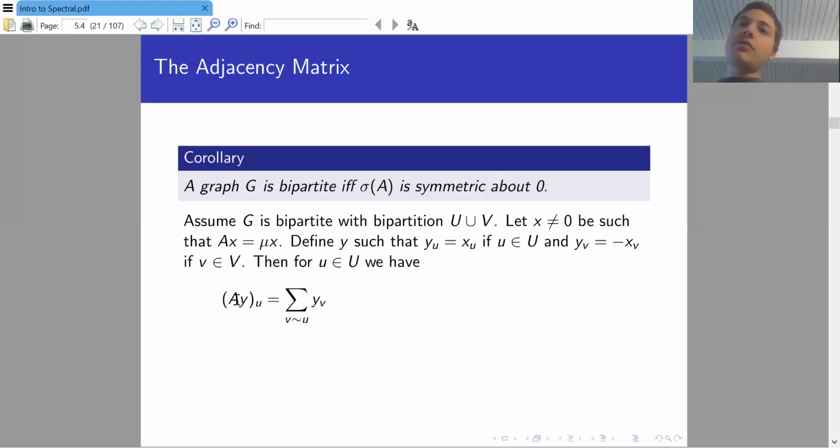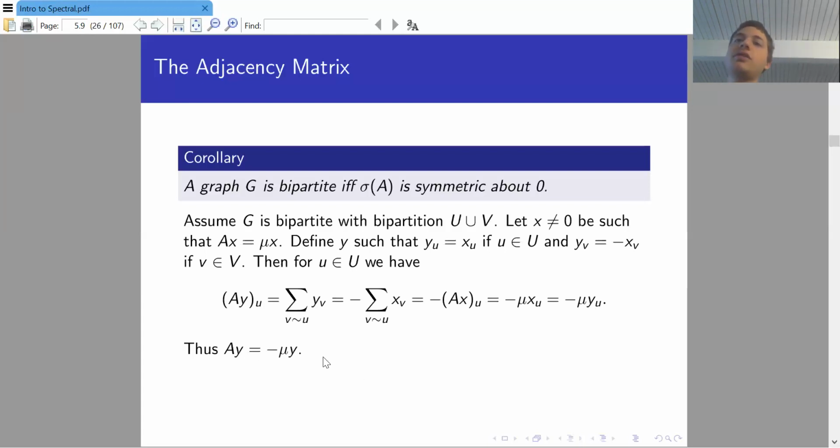Now, if you look at A times Y, if you look at its u-th coordinate, basically by the definition of the adjacency matrix and matrix multiplication, this is just the sum over all the Y_v's which are adjacent to u. But because we're bipartite, each of these v's is in big V. So we know what Y_v is, it's negative X_v. But now this sum over here is exactly the u-th coordinate of A times X with a minus sign out front. And we know X is an eigenvector, so this is exactly this quantity here. But now u is in big U, so that's what Y is. So we've shown that the u-th coordinate of AY is negative mu Y_u. And the same argument works for v's. So we get that Y is an eigenvector of A with the eigenvalue that we're looking for.